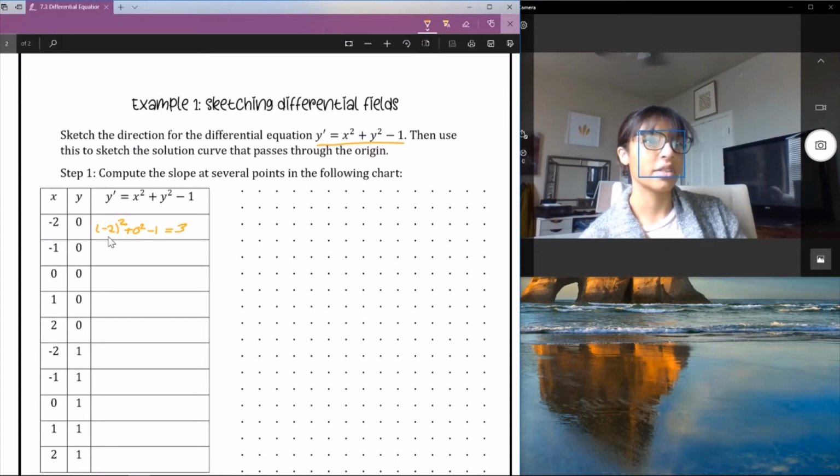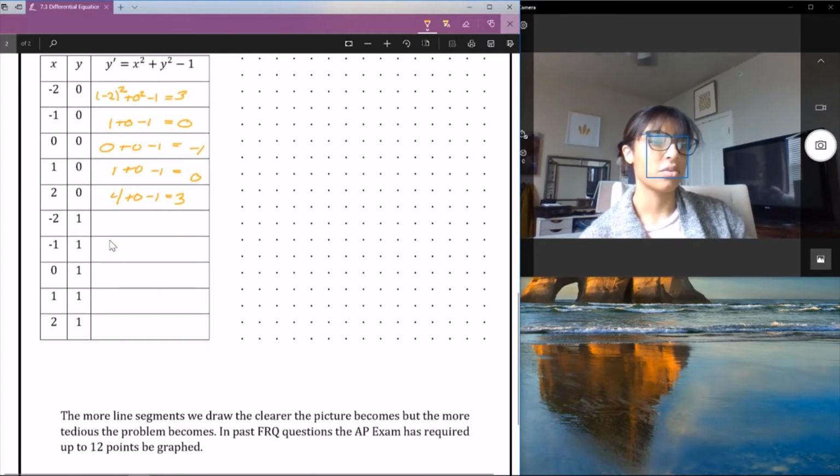At -1, 0, I'll get 1 plus 0 minus 1, which is 0. At 0, 0, I get 0 plus 0 minus 1, which is -1. Same here at 1, 0: 1 plus 0 minus 1, I'd get 0. At 2, 0: 2 squared, so 4 plus 0 minus 1, I get 3 again. Let's scroll down.